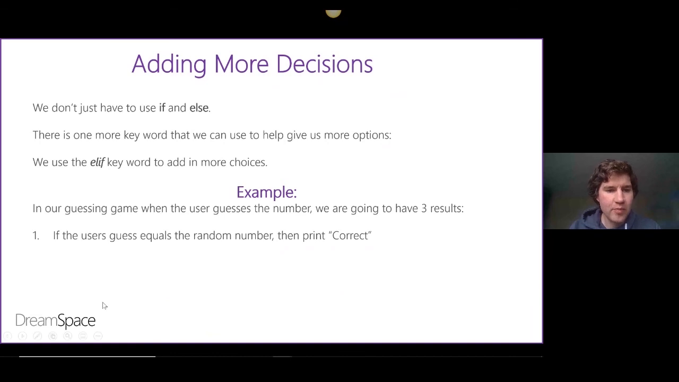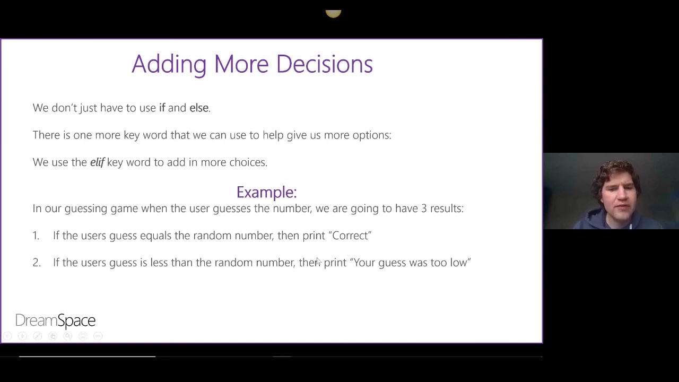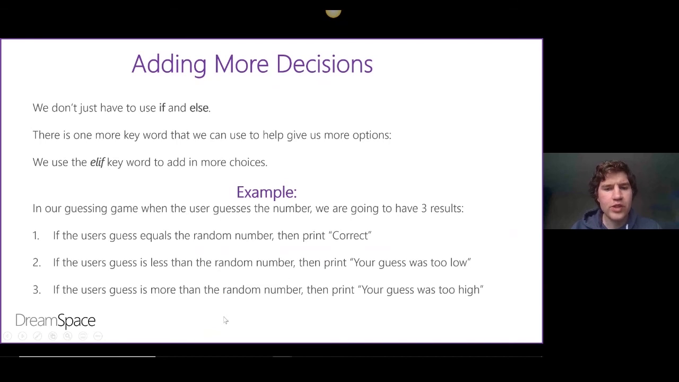So we have the same problem. We're going to get the user to guess a number between 1 and 10. If they get it right, we'll say that they're correct. But if they get it wrong, we're going to see if they guessed that the number was too low or if the number was too high. So we're going to have 3 choices here. They can either be correct, too low, or too high. And to do this, we're going to use this keyword Elif, and we'll put this into our code here.